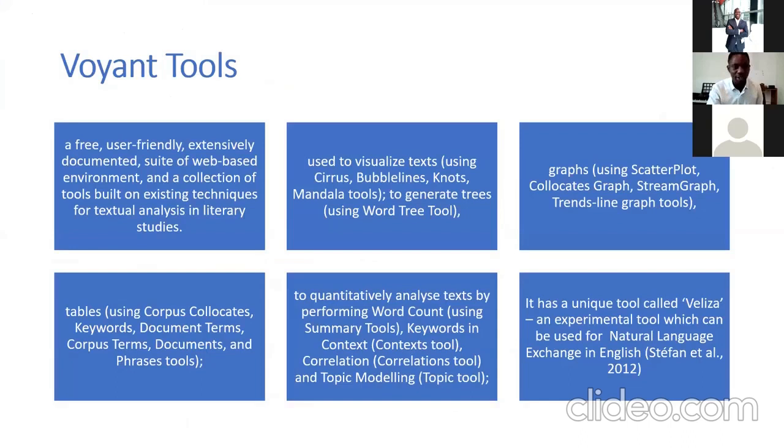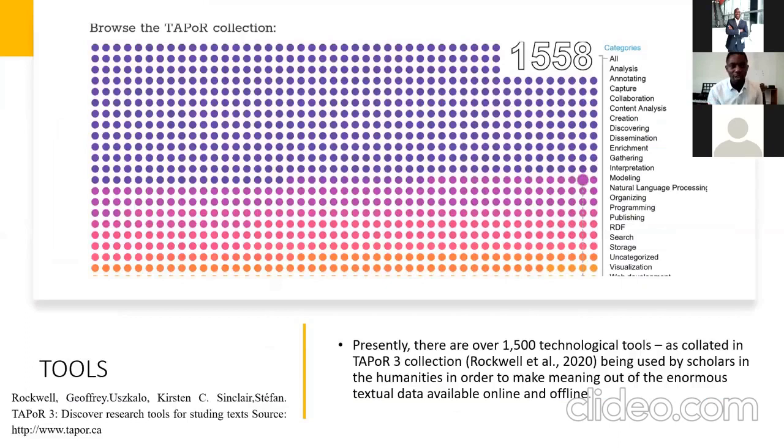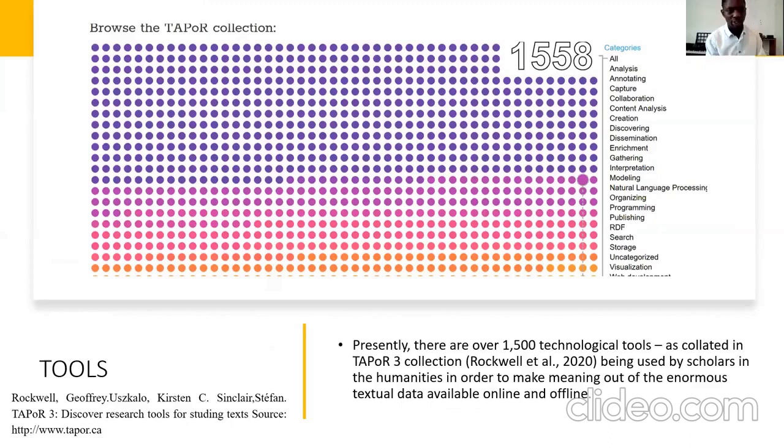Now, the other aspect I'm going to introduce is TAPoR. TAPoR is a portal by Geoffrey Rockwell and Stéfan Sinclair with other scholars. They assembled over 1,500 tools that are available for textual analysis. When you open tapor.ca in your browser, the first window you see is this. And then you'll be able to see, what do I want to do? We talk about methodology when you have your text. Is it capturing? Is it collocation? Is it content analysis? Is it dissemination? You ask yourself, what do I want to do? And when you click on that, it will show you available tools that you can actually use.